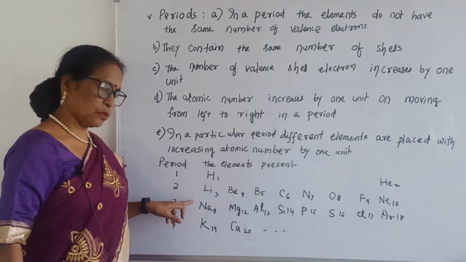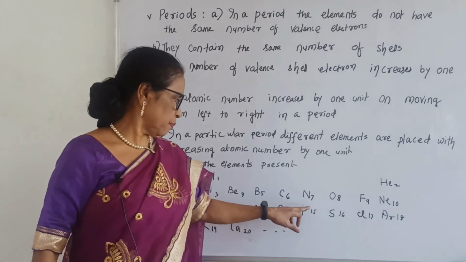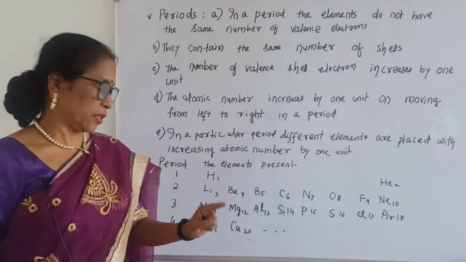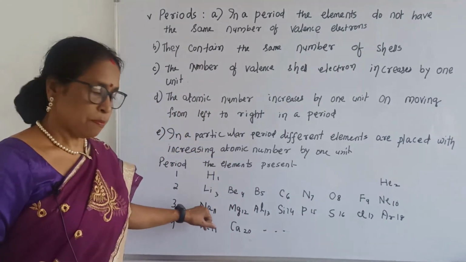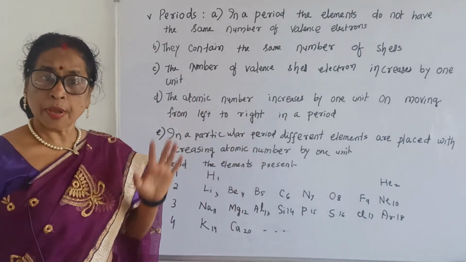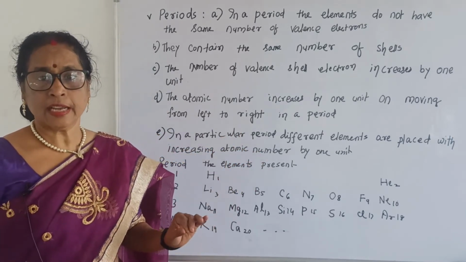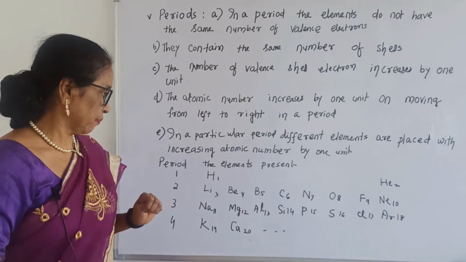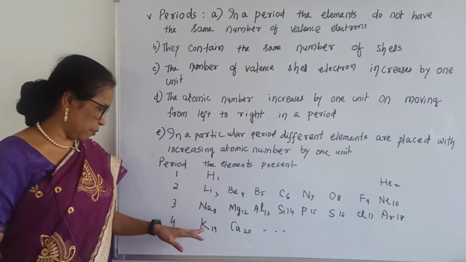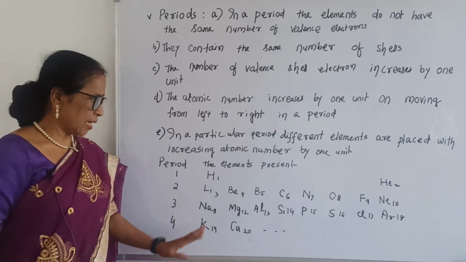Now third period: sodium, magnesium, aluminum, silicon, phosphorus, sulfur, chlorine, argon, 1 by 1 unit. See again, sodium is 11, magnesium is 12, aluminum 13, silicon 14, phosphorus 15, sulfur 16, chlorine 17 and argon is 18. Now here, fourth period only 2 you remember: potassium 19 and calcium 20. These are the atomic numbers.